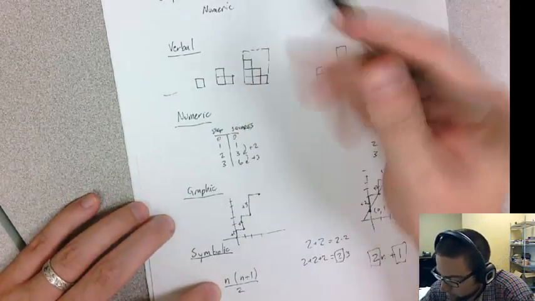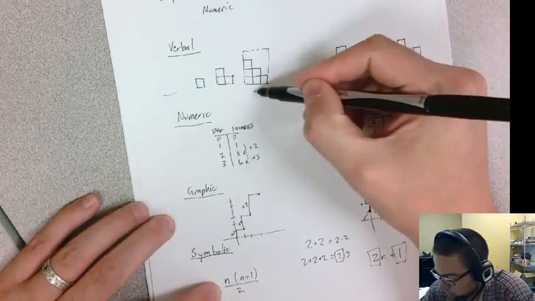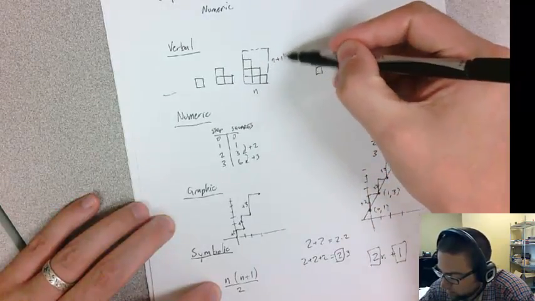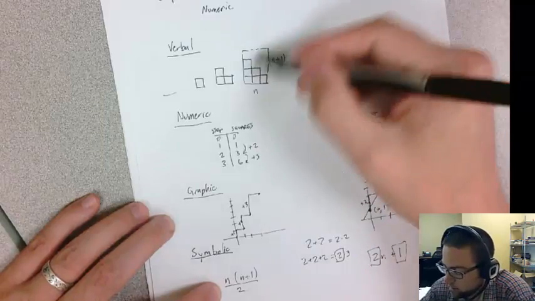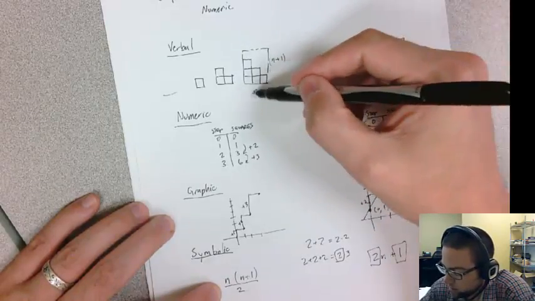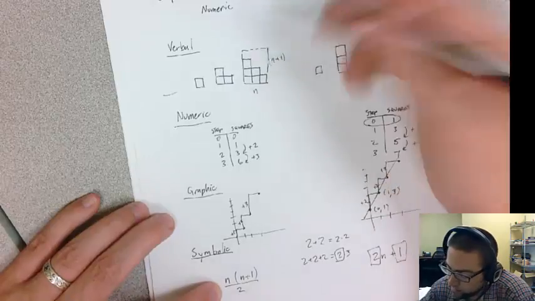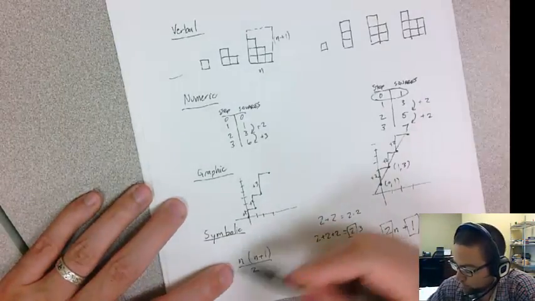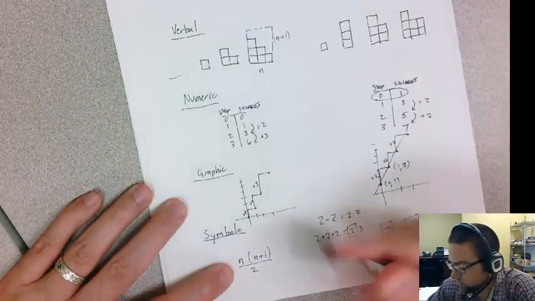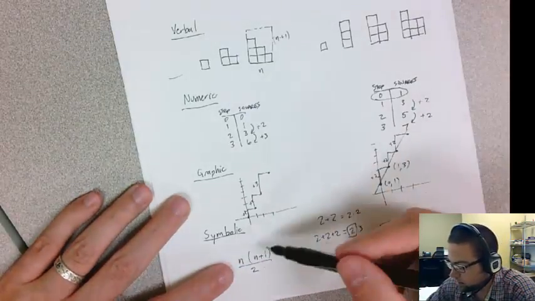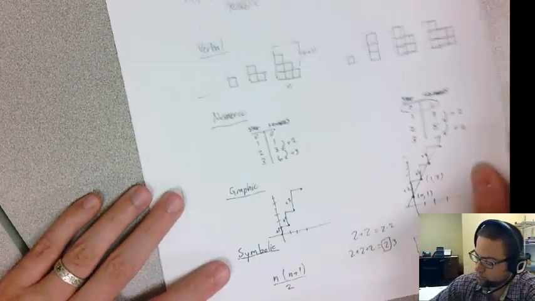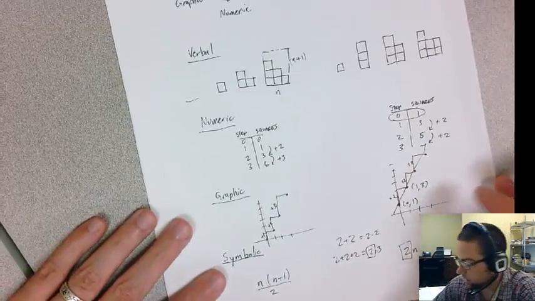If I doubled it, this side length would be n, and this side length would be n plus 1. So if I find the area of this rectangle, it would be n times n plus 1, but it's only half of that rectangle. So that's why we divide by 2. This is more of a geometric type of problem. We'll get into that a little bit later in the course, but don't worry too much about it. It's a special triangle function that we like to use as well.